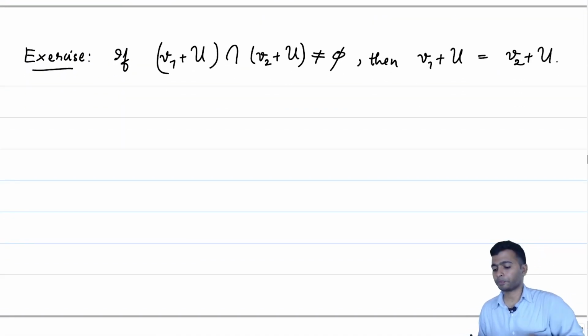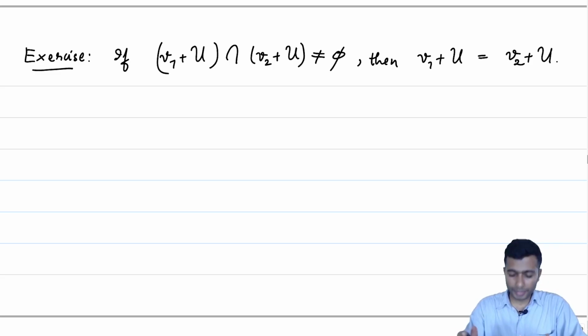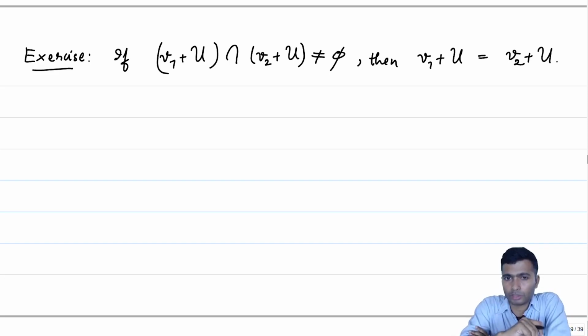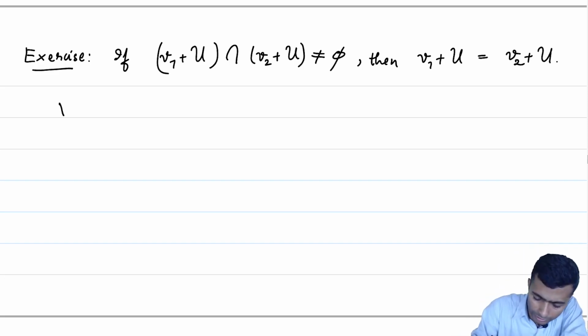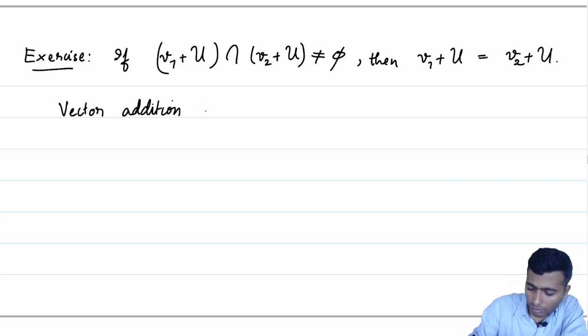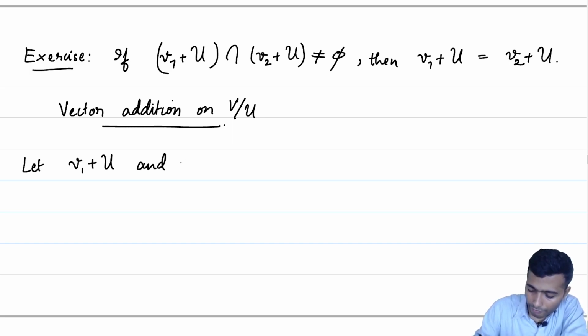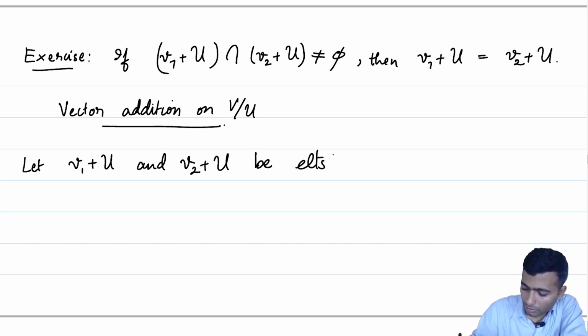This can be established in a similar manner. Okay, so we have done the spade work to now define a vector addition and a scalar multiplication on V mod U. So let's now define a vector addition on V mod U. So let V1 plus capital U and V2 plus capital U be elements in V mod U.